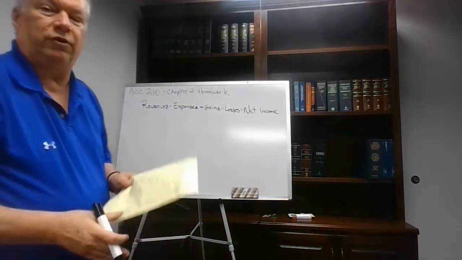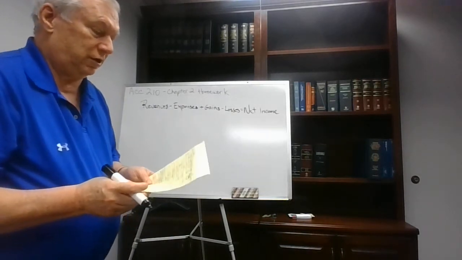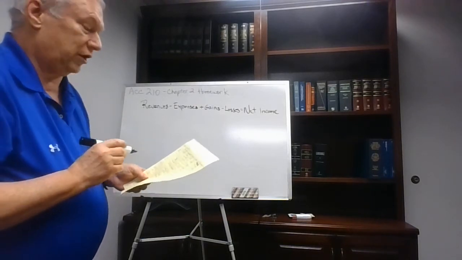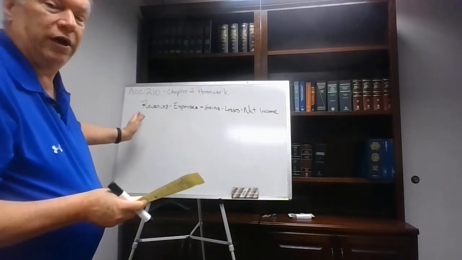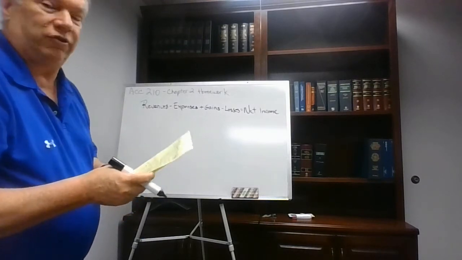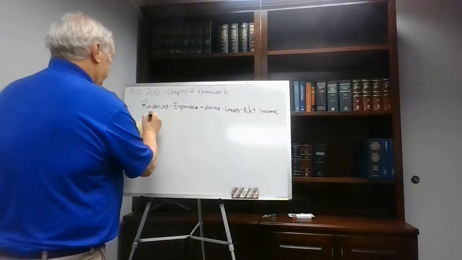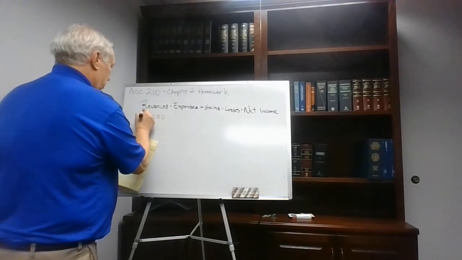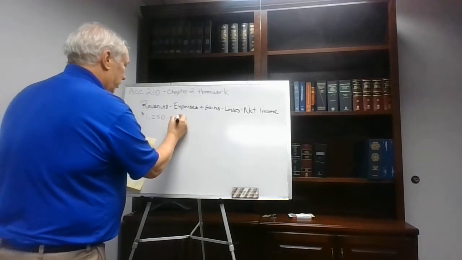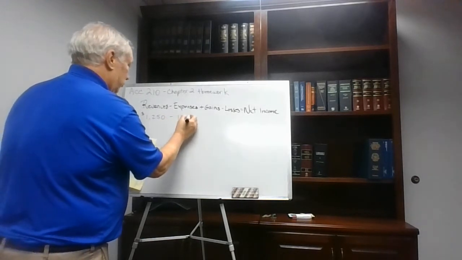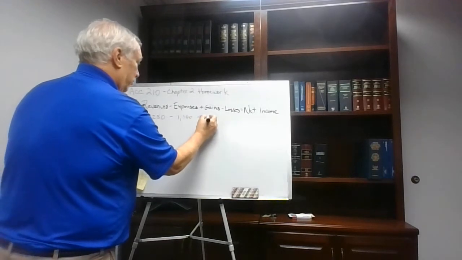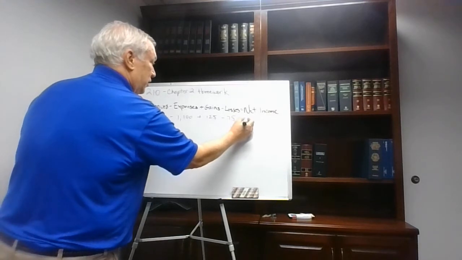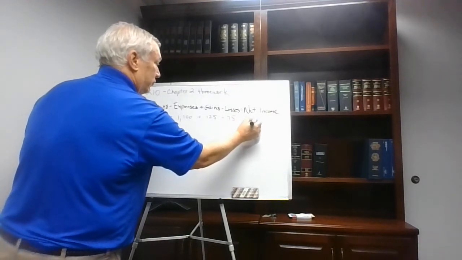And your first question, the first in exercise A1, they give you some numbers, and they give you all the numbers on the left side of the equation. So all you basically have to do is the addition and subtraction. And the numbers are $1,250 for revenues minus expenses of $1,100 plus gains of $125 minus losses of $75. And what does that equal? Okay, so there's a question mark here.